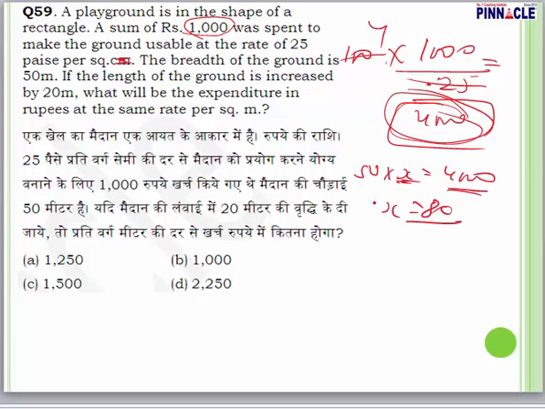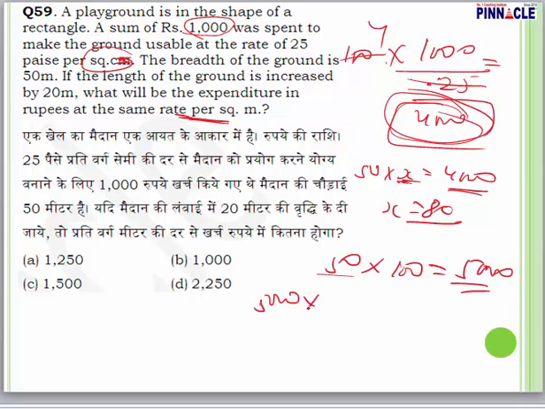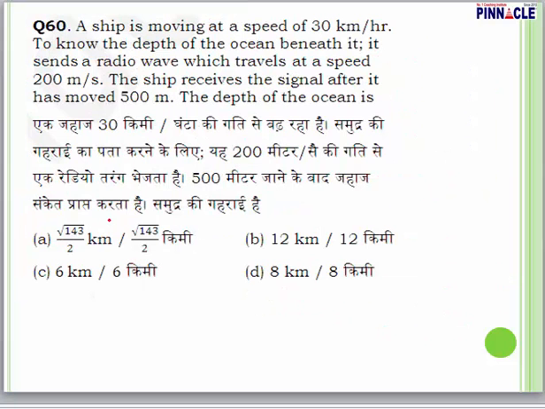And the question is, if the length is increased by 20 meter, now the length will become 100. Length will become 100, breadth is 50, total area is 5000 square meter. Now the question is, what will be the expenditure in rupees at the same rate per square meter? That's why here this is square meter, because it is also asked in square meter. So 5000 into 0.25, you can say 1250 should be the answer, the total expenditure in the new scenario. So the answer is A. Question number 60.